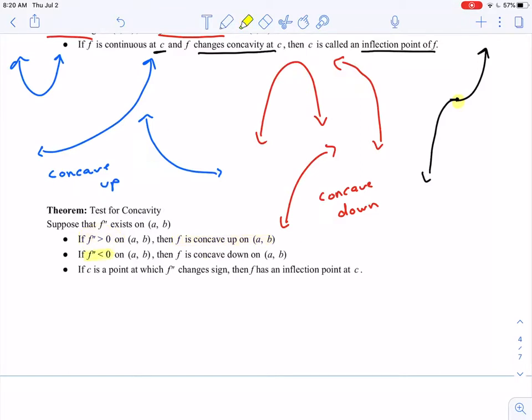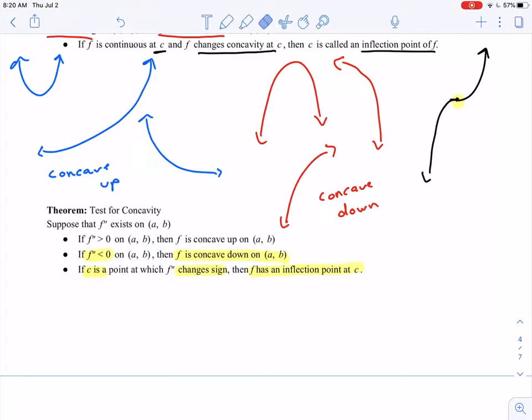Similarly, if f double prime is less than 0, so if our second derivative is negative, then the graph of f is concave down on a to b. And then just to reiterate here, if c is a point where f double prime changes sign, then f has an inflection point at c.